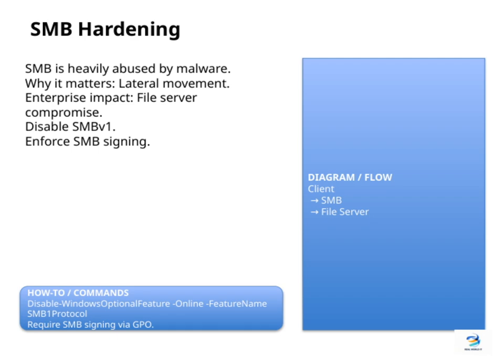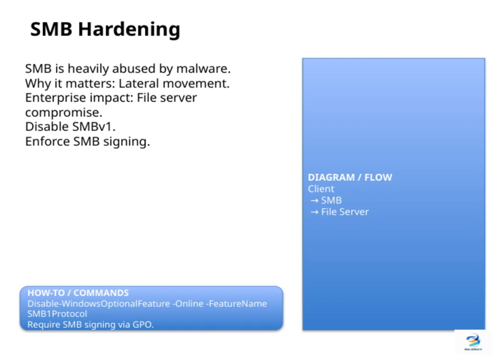It's important to understand why these steps matter. SMB has been heavily exploited by malware in the past, often used to move laterally within networks. This means that if an attacker gains access to one part of the network, they can use SMB to spread further, potentially leading to a compromised file server or other critical systems. By disabling SMBv1 and enforcing SMB signing, we're significantly reducing the attack surface. This is part of our broader SMB hardening strategy, making sure our environment is resilient against these common attack vectors.